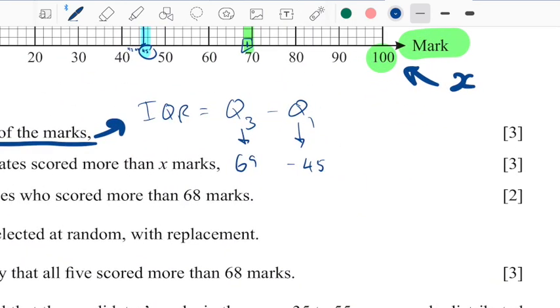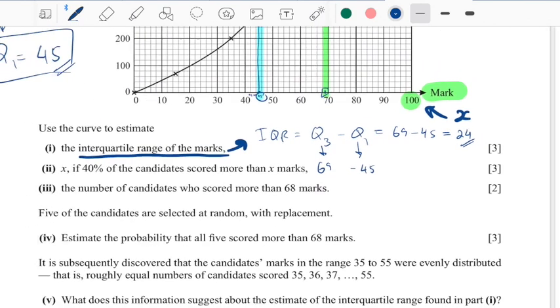So here, subtract them. 69 minus 45. Similarly, you can be asked to find the value of a percentile. So this is done. This is the IQR. Let's see the next question.